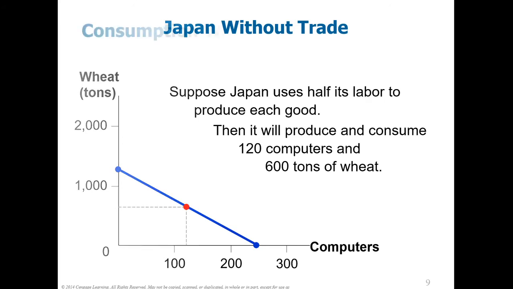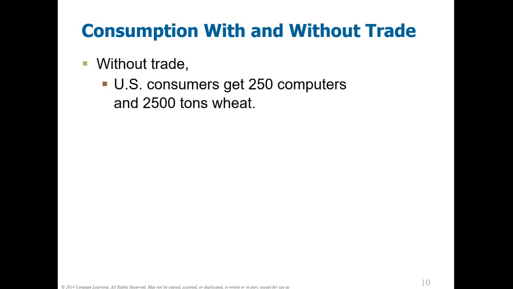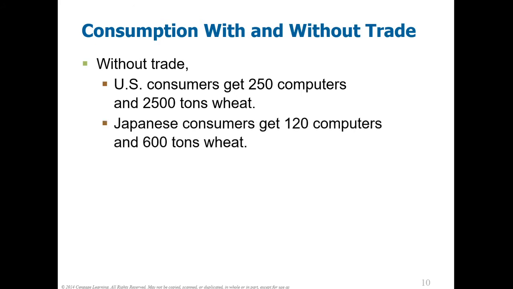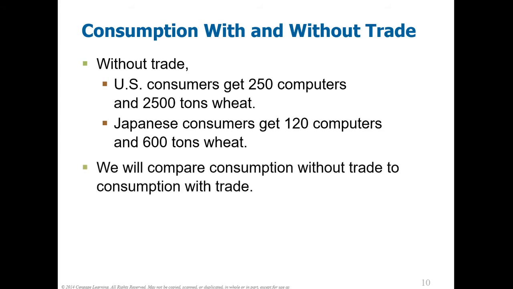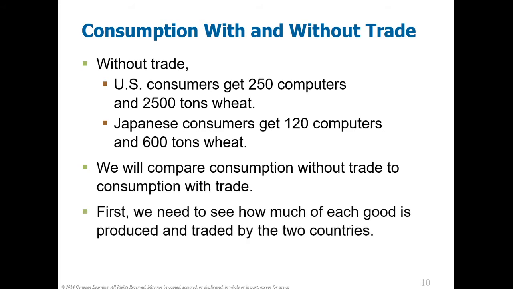Okay, let's look at consumption without trade. Without trade, U.S. consumers get 250 computers and 2,500 tons of wheat. The Japanese consumers get 120 computers and 600 tons of wheat. Okay, now we compare consumption without trade to, let's look at it with trade. First, we need to see how many of each good is produced and traded by the two countries.